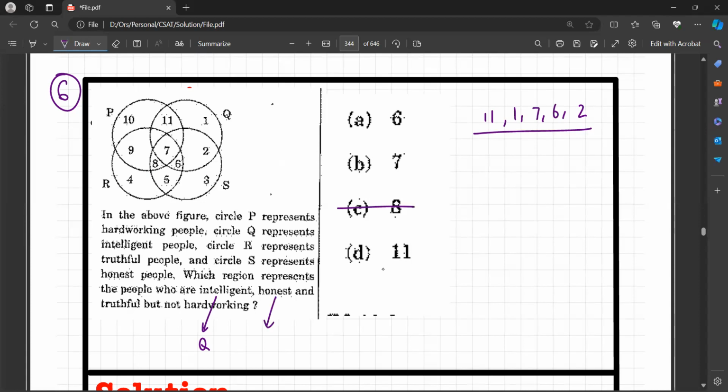Going to the honest people, which ones are they? S. Now S contains 7, 6 and 2. So 11 and 1 cannot be the answer. So 11 is also eliminated. Truthful people. Truthful people are R. Now in R the answer has to be 7 or 6. So 6 or 7, out of which 7 is contained in P, which is not the demand of the question. It's not mentioned that they have to be hardworking. So your answer has to be 6.